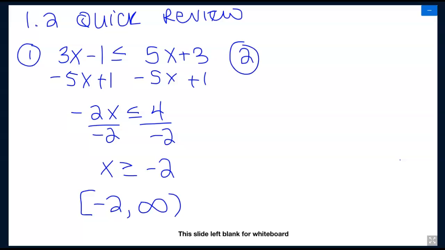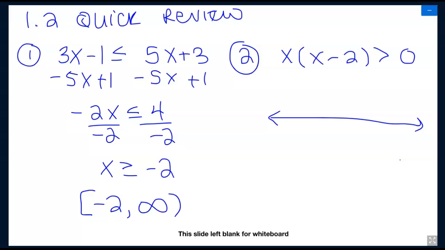Number 2, we have x times the quantity x minus 2 greater than 0. So what we want to do for this problem is look at the roots. So the roots are the values at which this would be 0. So that's x equals 0 and x equals 2. We're going to evaluate what's happening around those roots. So here, we need this whole quantity to be greater than 0. So we'll check what happens around that.